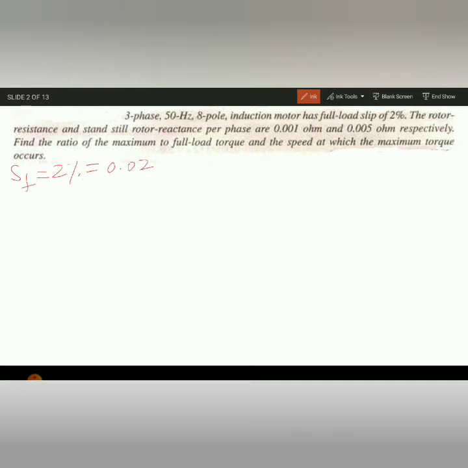The rotor resistance and standstill rotor reactance per phase are 0.001 ohm and 0.005 ohm respectively. So the rotor resistance R2 and X2 are given. Find the ratio of the maximum to the full load torque. So what we have to find out is Tmax to TF, this ratio. And also we have to find the speed at which the maximum torque occurs.